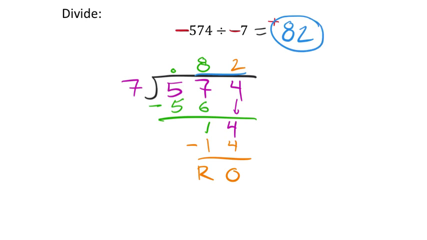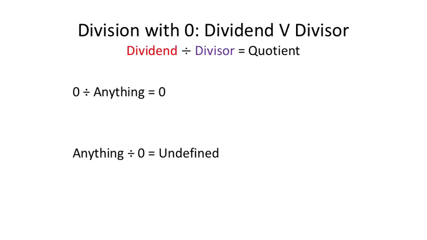But once again, it's nice to have all the negatives taken away from our long division. Not that it makes long division nice, but we don't have to worry about the negative stuff anymore. Division with 0, so dividend versus divisor. Again, the dividend is the first one. As long as 0 is the first number being divided, your answer will be a 0.